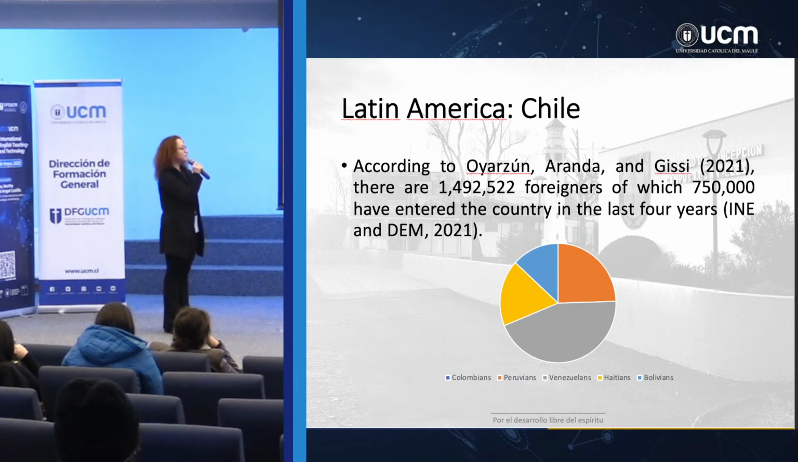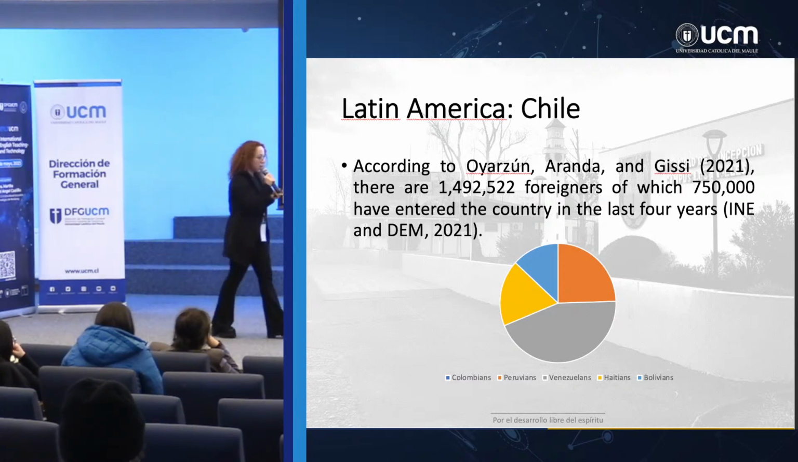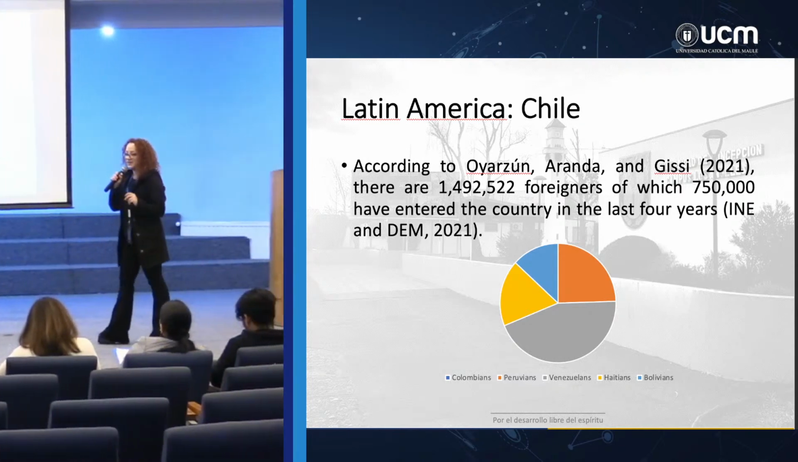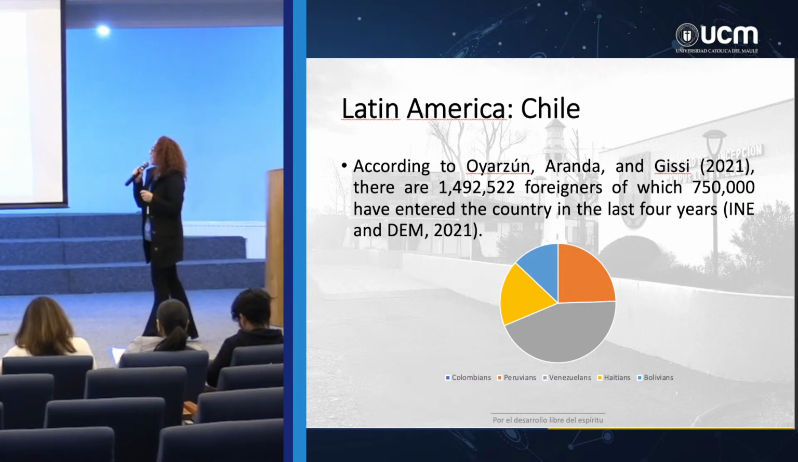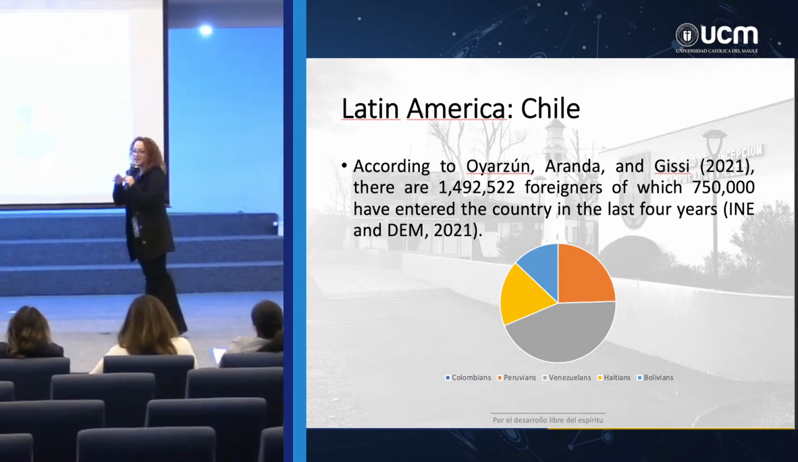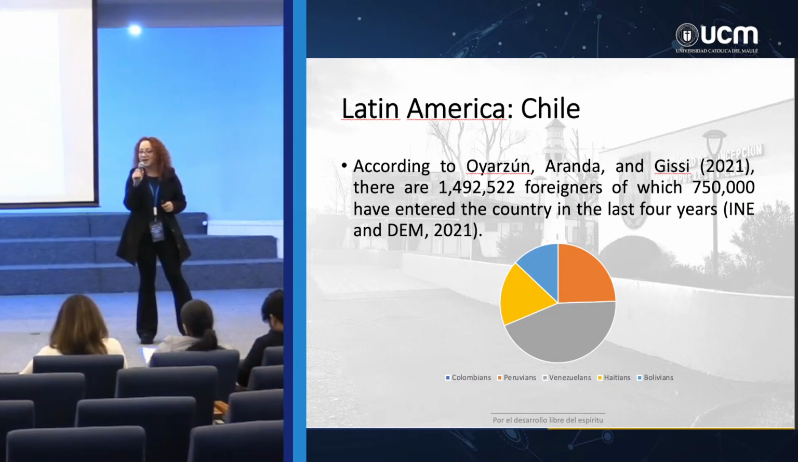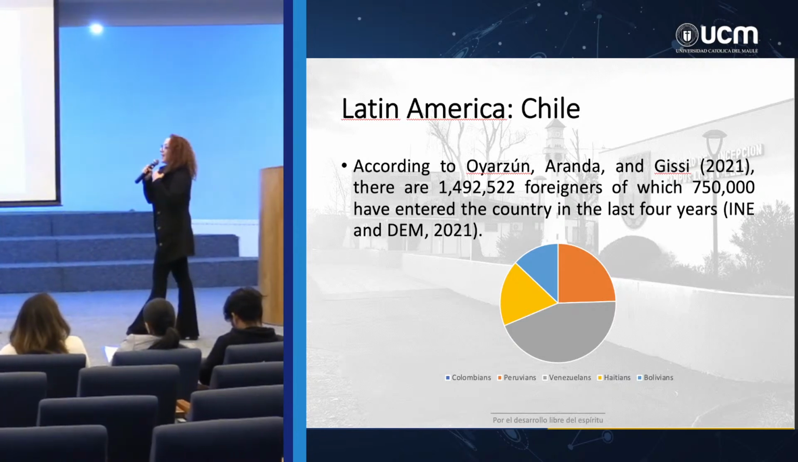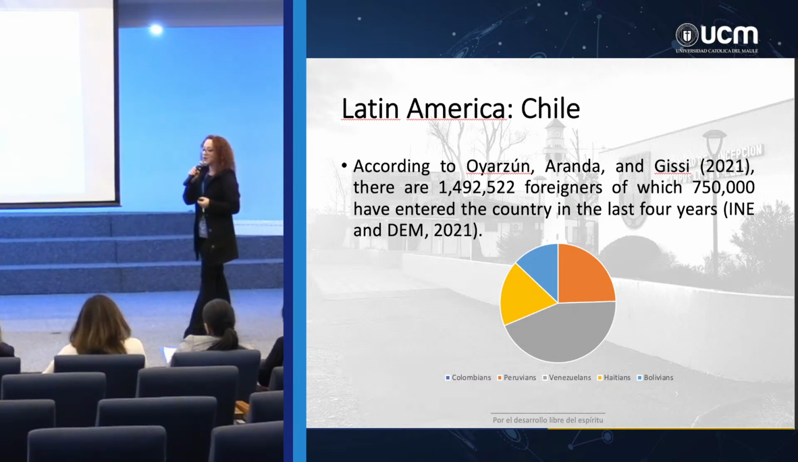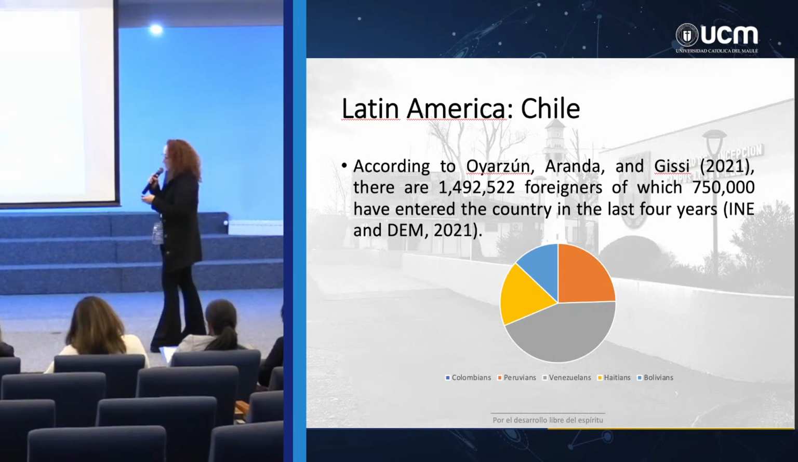So according to this, we have 1,492,522 migrant foreigners, according to the year 2021. So if we realize, now we're in 2023. So 2 more years, according to this. Can you imagine that here in Chile we have Haitian children, or Haitian people with Chilean children? Have you ever heard about that? Yes. So this is something that we have to deal with in language teaching.